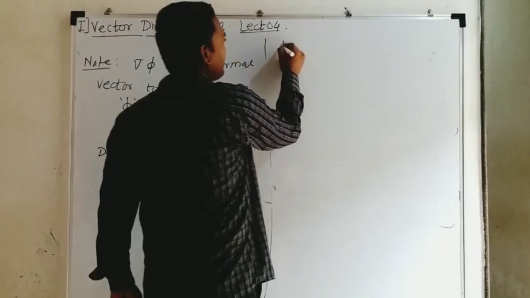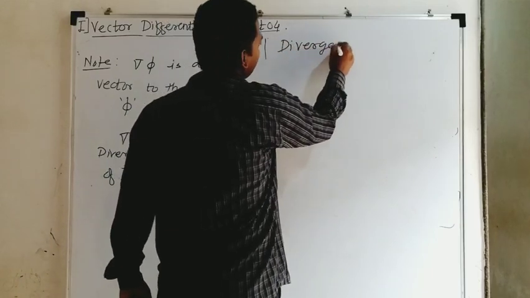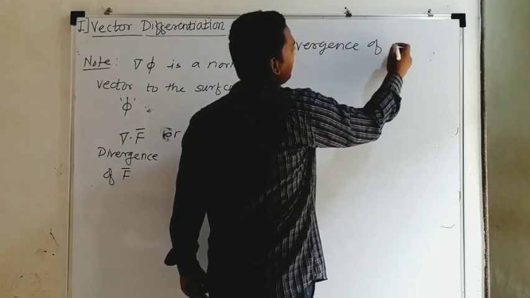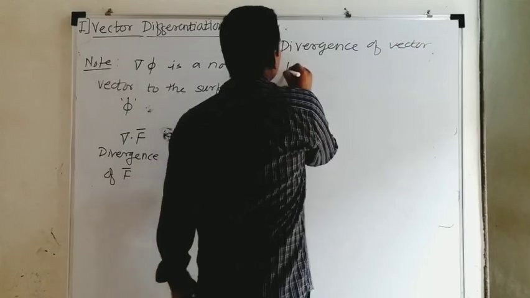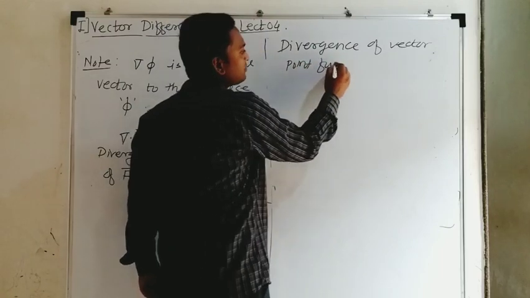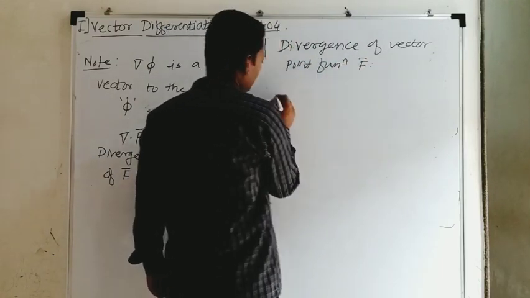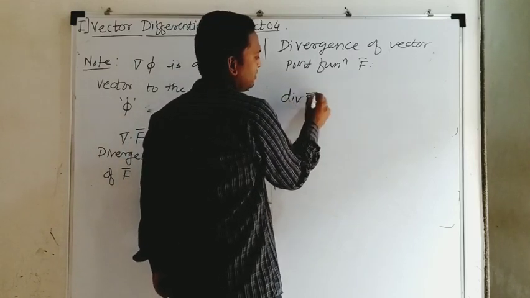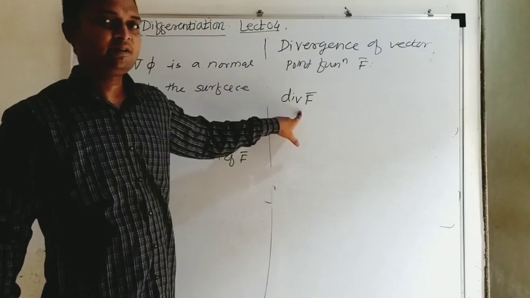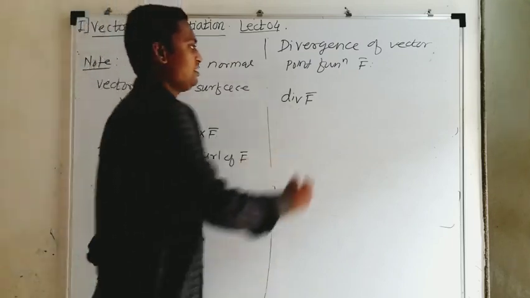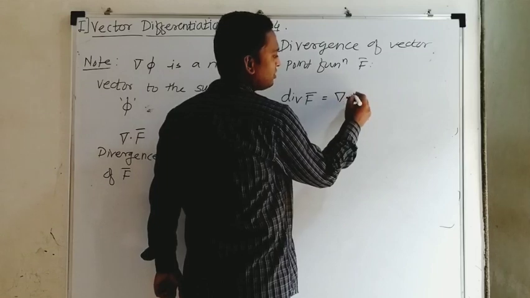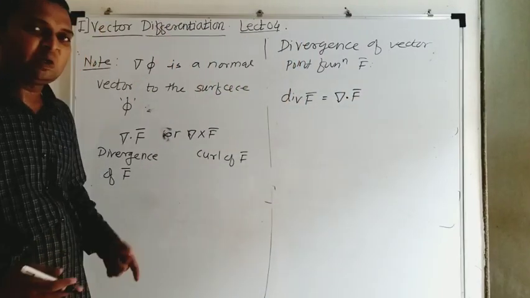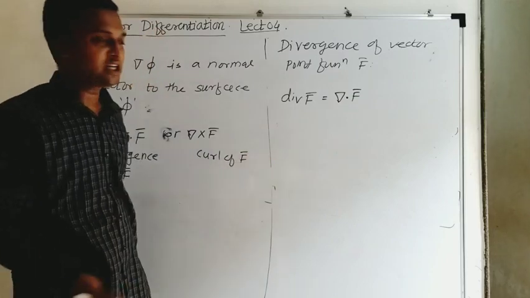So very first, I will write the definition of the divergence of a vector point function f bar. The divergence of f bar is also denoted by div f bar, like gradient. In words also you can write it. The meaning of this is the same as del dot f bar. So we have to carry out the dot product of two vectors, and we know how to do that. The resulting quantity will be a scalar quantity.